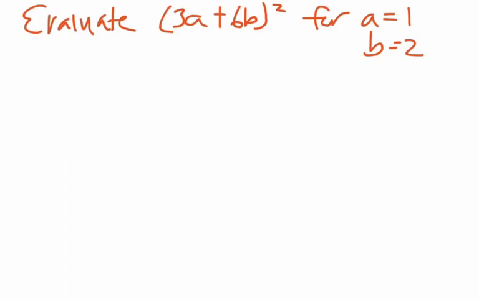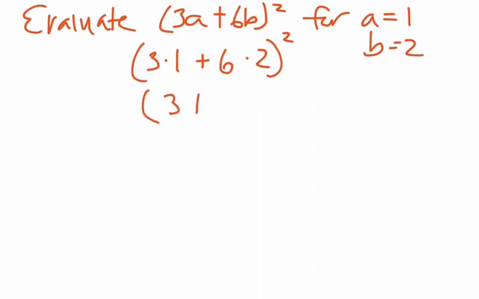We're going to take out the a and plug in a 1. We're going to take out the b and plug in the 2, and then we're going to do our operations, following our operations inside the grouping symbols and so forth. So we have 3 times 1 plus 6 times 2, all squared. Now inside the parentheses, we start with multiplication. So we're going to start with 3 times 1, and then we can go ahead and do the 6 times 2 at the same time.